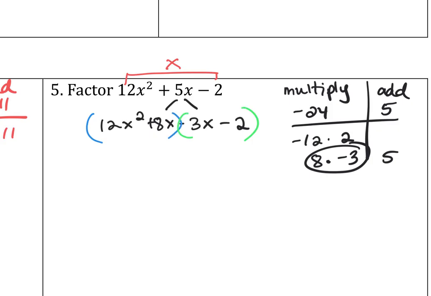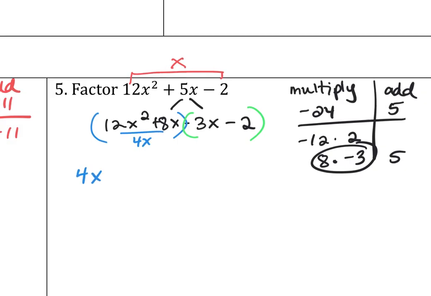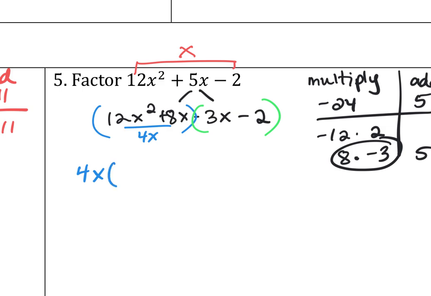Find the GCF of both. So the greatest common factor between 12x squared and 8x is going to be 4x. And when I divide by 4x, I get 12 divided by 4 would be 3. X squared divided by x is just x. 8x divided by 4x would be just plus 2.